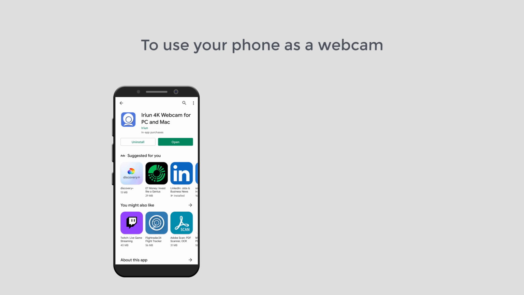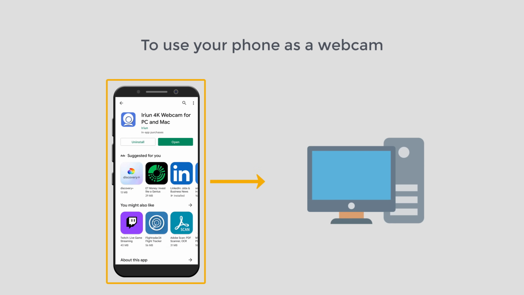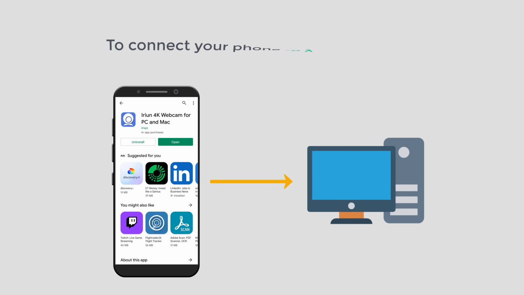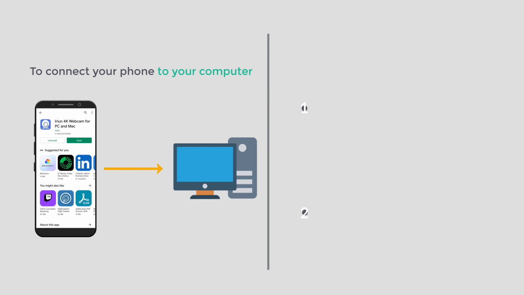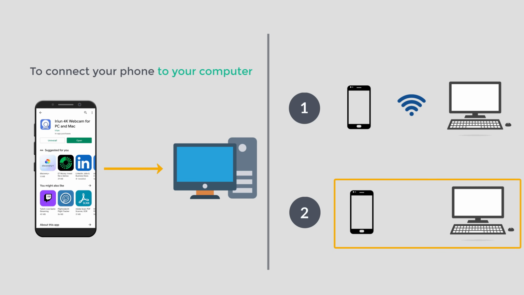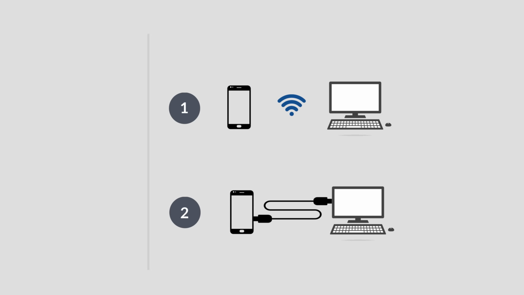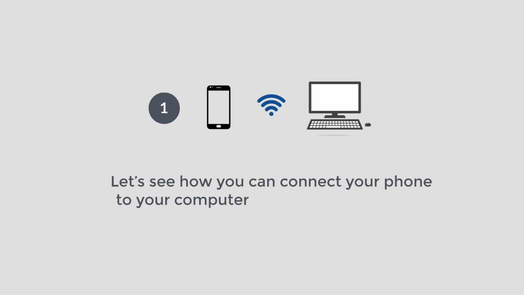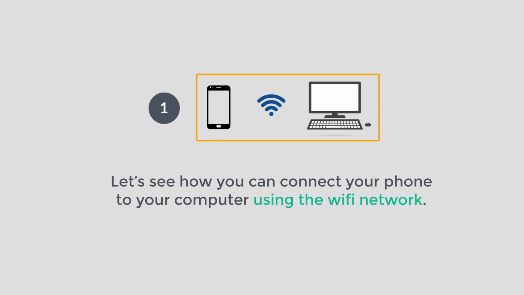So to use your phone as a webcam, you need to connect your phone to your computer. So to connect your phone to your computer, there are 2 ways. The first way you can connect it is by using the Wi-Fi network. And the next way to connect it is by using the USB cable. So first, let's see how you can connect your phone to your computer using the Wi-Fi network.